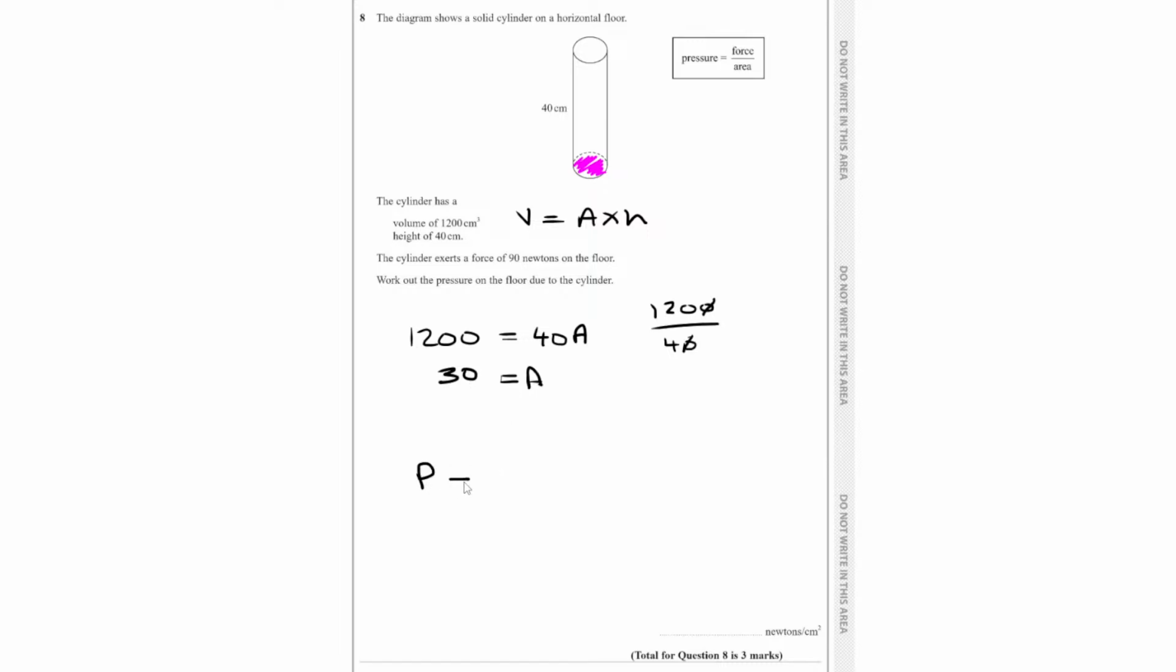Now I can go back to my pressure formula. So force, which is 90 newtons, divided by the area, which is 30 centimeters squared. And again, as a fraction, knock off the zeros. 9 divided by 3 is obviously just 3. So there's our answer, 3 newtons per centimetre squared.